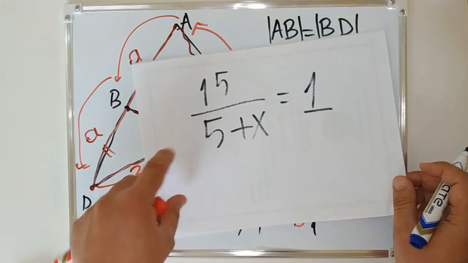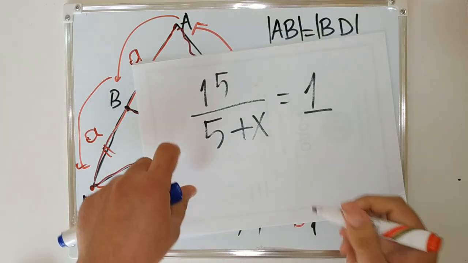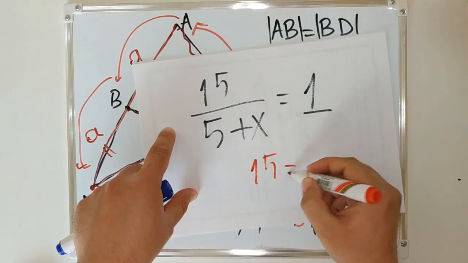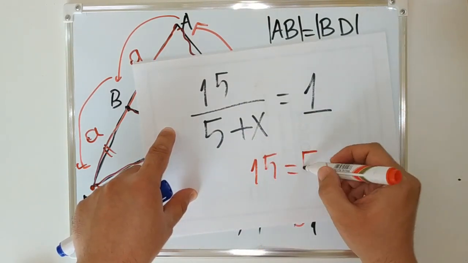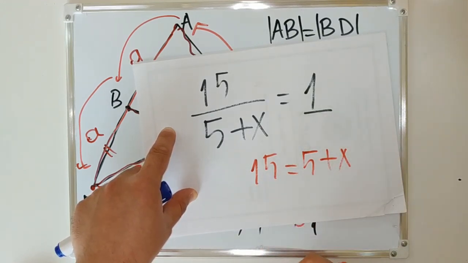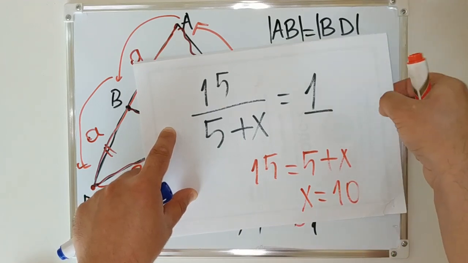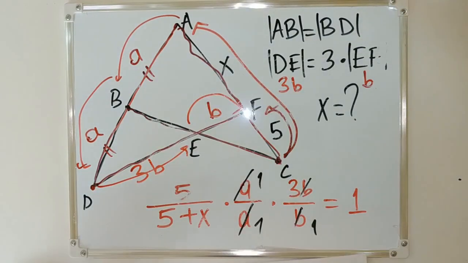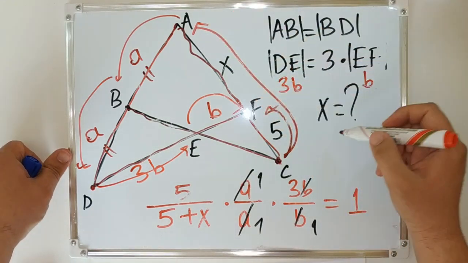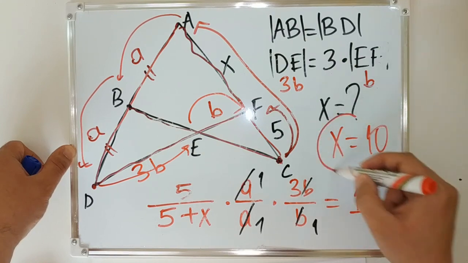Alright, so we can do the cross multiplication here. 15 is equal to 5 plus x times 1, which is 5 plus x. Then we can take 5 to the left: 15 minus 5, so x is equal to 10. So here, in this example, the length of x, or the length of AF, is 10. That is the answer.